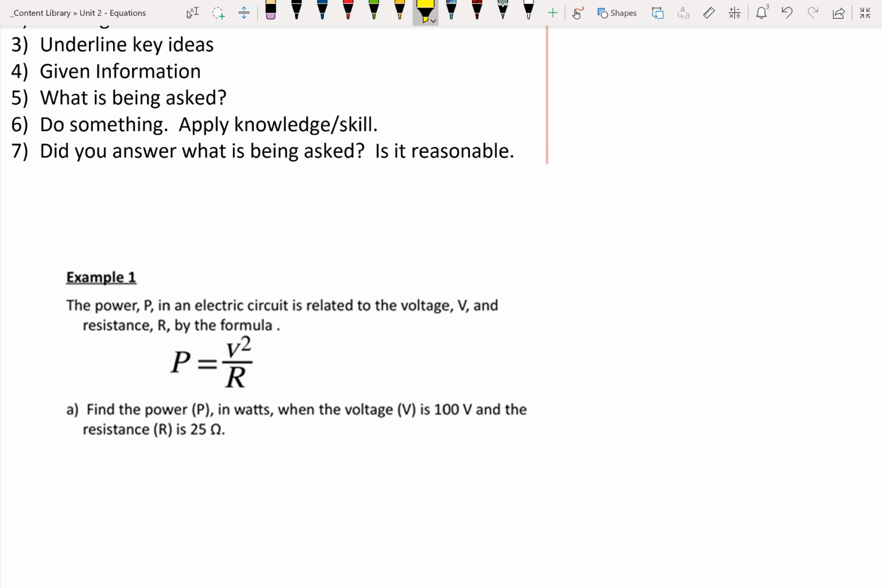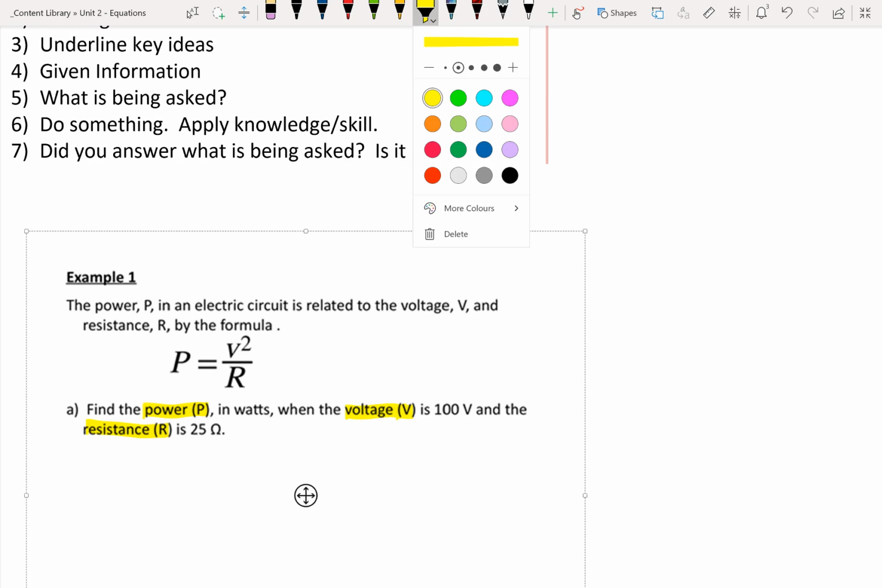So going back through this question, again, we read it once, we understand it. If you don't, please read through it again. But we want to underline or highlight some important information. Obviously we want to know what the different variables represent. So voltage is V, power is P, resistance is R. That's important as well. Secondly, any given information.